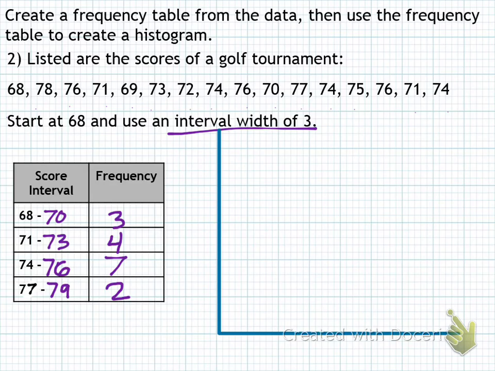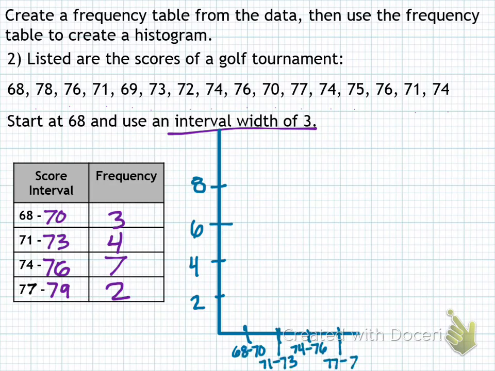All right, so for your histogram here, you would want to put the intervals along the horizontal axis and the frequencies along the vertical axis. I see the highest frequency is 7, so I want to go at least up to that. I'm going to go by 2s up to 8 for mine. And then the intervals are down here, so this would be 68 to 70, 71 to 73, and so on.